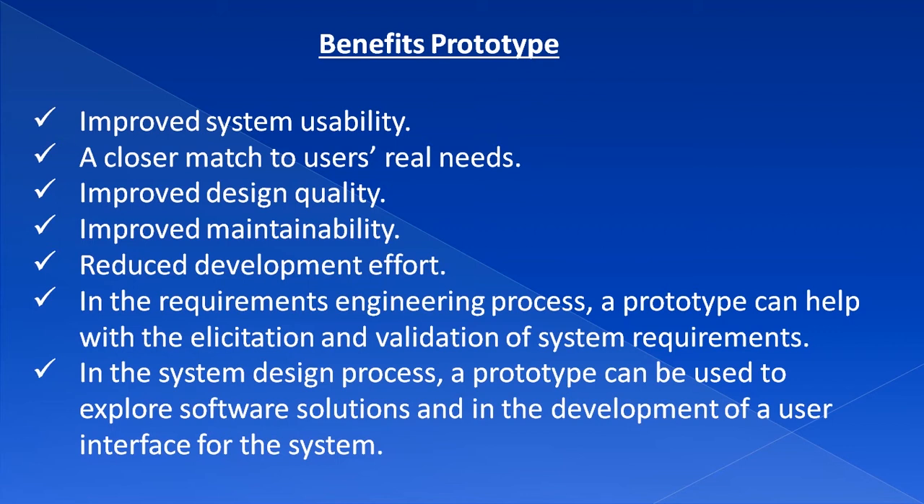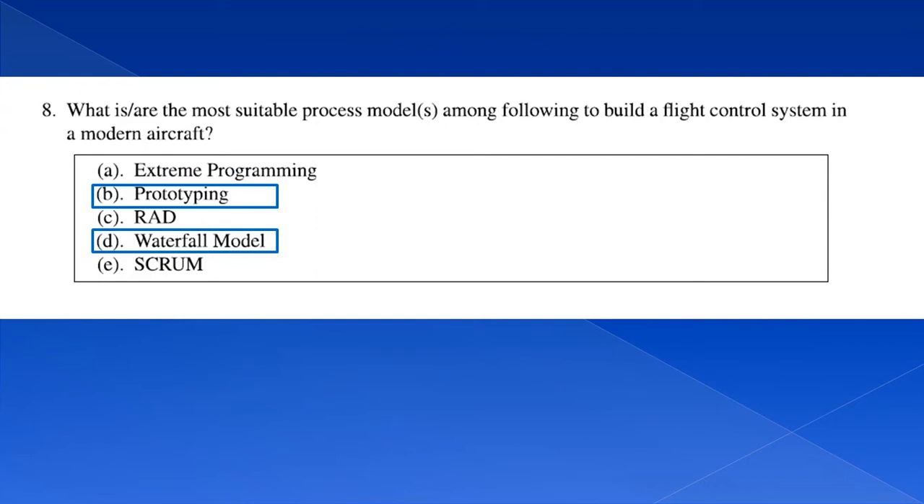Okay, so we'll move on to a past paper question. Here the question says, what is the most suitable process model among the following to build a flight control system in a modern aircraft? Right. So I know that extreme programming, rapid application development, and Scrum are related to agile development models. Right. Now, we were discussing in the initial videos that agile development models are used when the requirements are not clear, right?